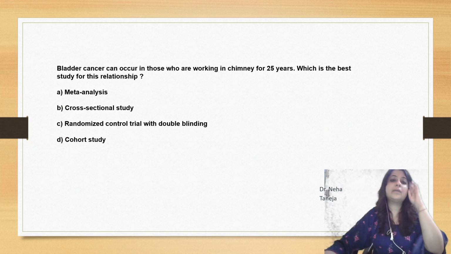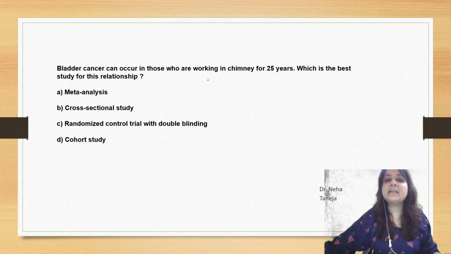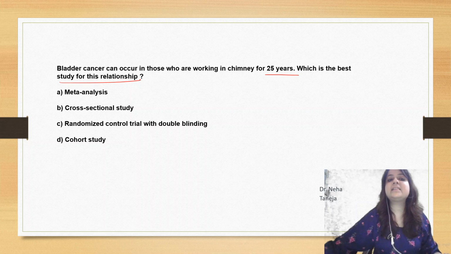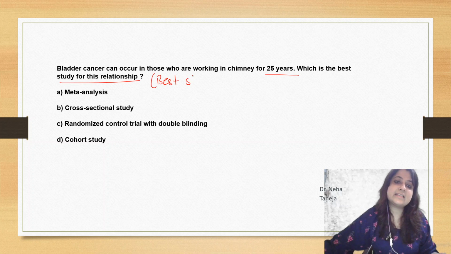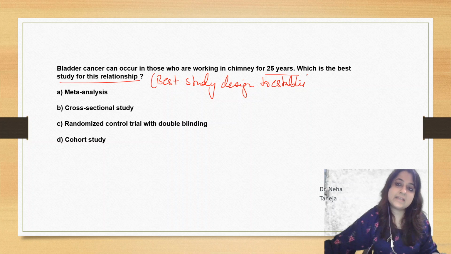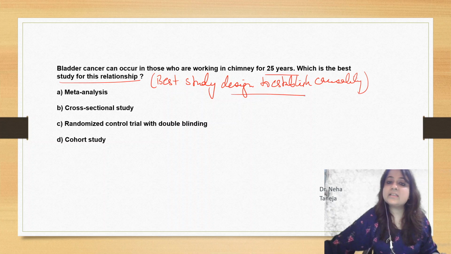Let's come to the last question of the day. Bladder cancer can occur in those who are working in a chimney for 25 years. What is the best study for this relationship? It is meta-analysis, cross-sectional, RCT or cohort. Basically, the question is, which is the best study design to establish causality? This is what they are asking. So what is this going to be?